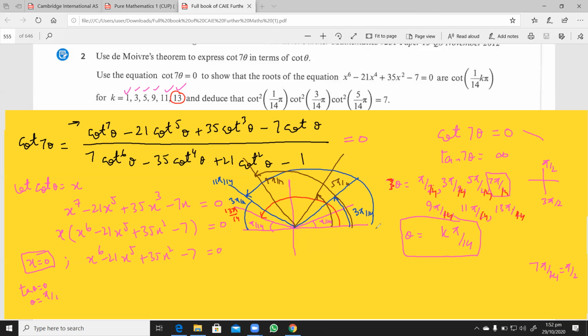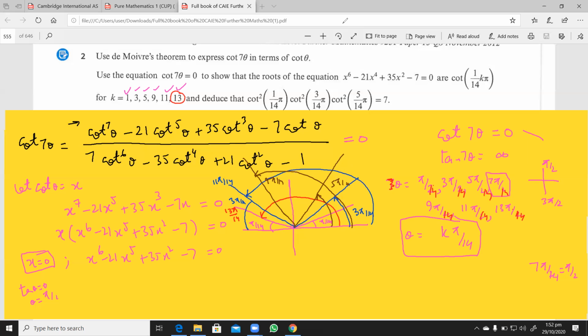You see that if your pi by 14 is going to give you a positive value, your 13 pi by 14 will give you the same value, but that will be negative, because your tan is negative in the second quadrant. Do you agree with this? Yes?